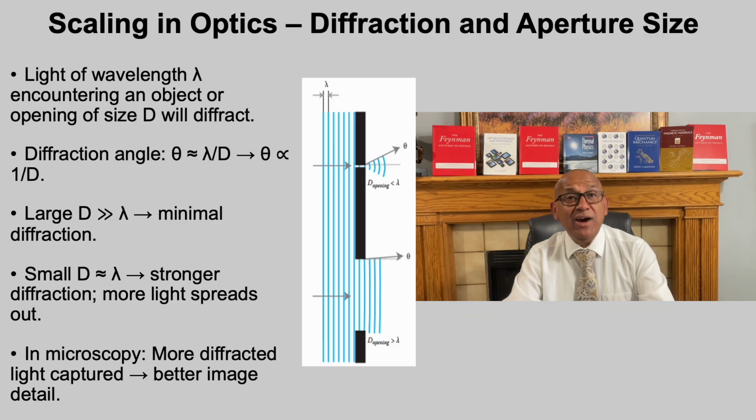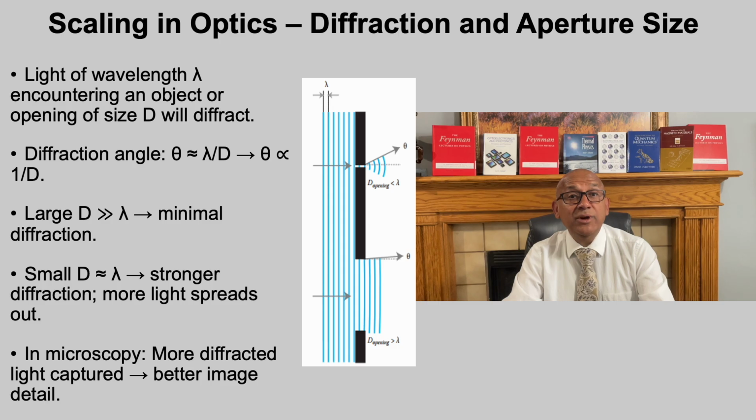Now that we have seen why scaling in optics matters, let us focus on one of the most fundamental effects, diffraction. When light of wavelength lambda encounters an aperture or an object of size d, it doesn't just pass straight through, it spreads out. The diffraction angle theta is approximately equal to lambda divided by d. This means diffraction is inversely proportional to aperture size. If d is much larger than lambda, diffraction is minimal and the light continues almost straight. But when d is on the order of lambda, diffraction becomes strong.